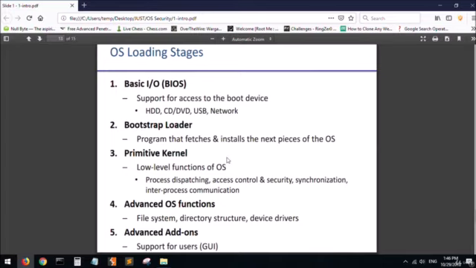It is in the first section, the first 512 bytes, that loads the whole operating system, or the whole kernel. The primitive kernel has the low-level functions of the OS. This is the core of the OS itself. Then advanced OS functions like file system, directory structure, device drivers, and so on: card drivers, sound drivers, network drivers, and so on. Then the advanced add-on, which is the support for the GUI, the graphical user interface.